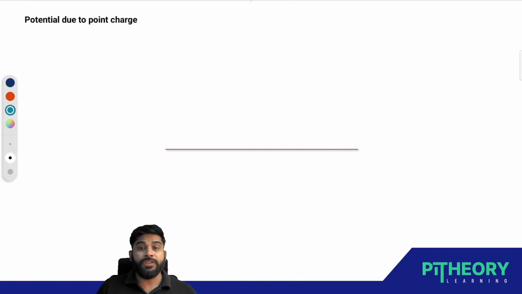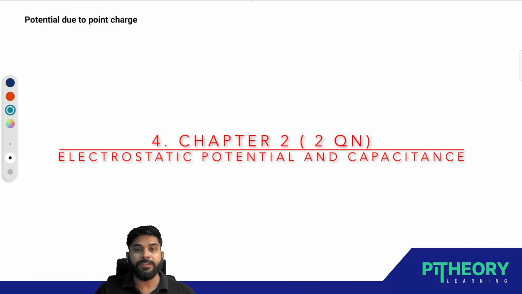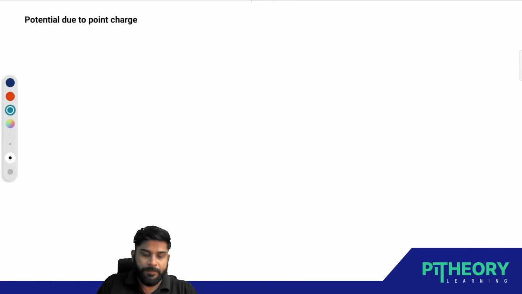All right, the next important question, which one is it? The potential due to a point charge. So here let's consider a charge Q. We are going to find the potential due to this at a point P, which is at a distance r from the charge. We have to consider the basic definition of electrostatic potential, right?